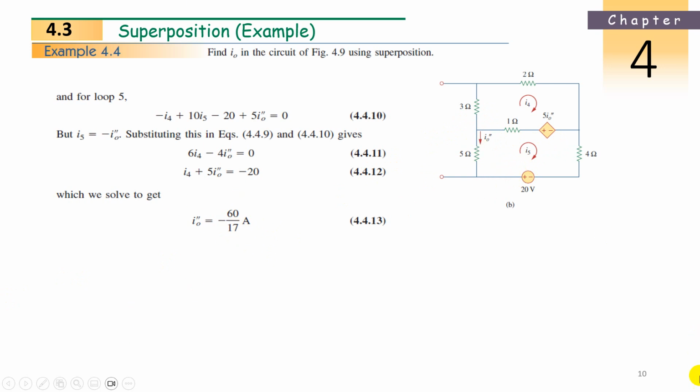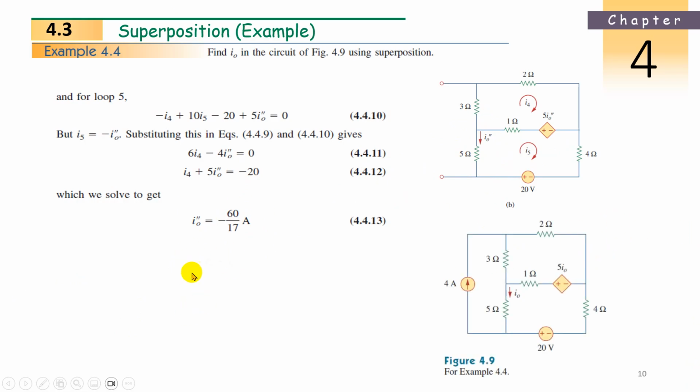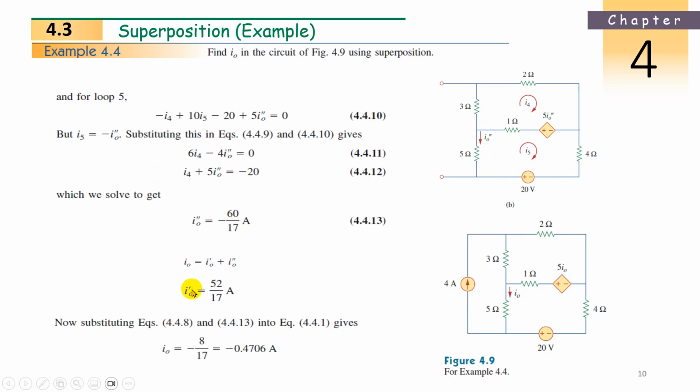So what is the total current I0? In the original circuit, I0 is nothing but I0 dash plus I0 double dash. I0 dash from the previous circuit is 52 by 17, and I0 double dash we already have as minus 60 by 17. Now just sum it: 60 minus 52 is 8, that is minus 8 by 17. If you divide it, you will get this current.